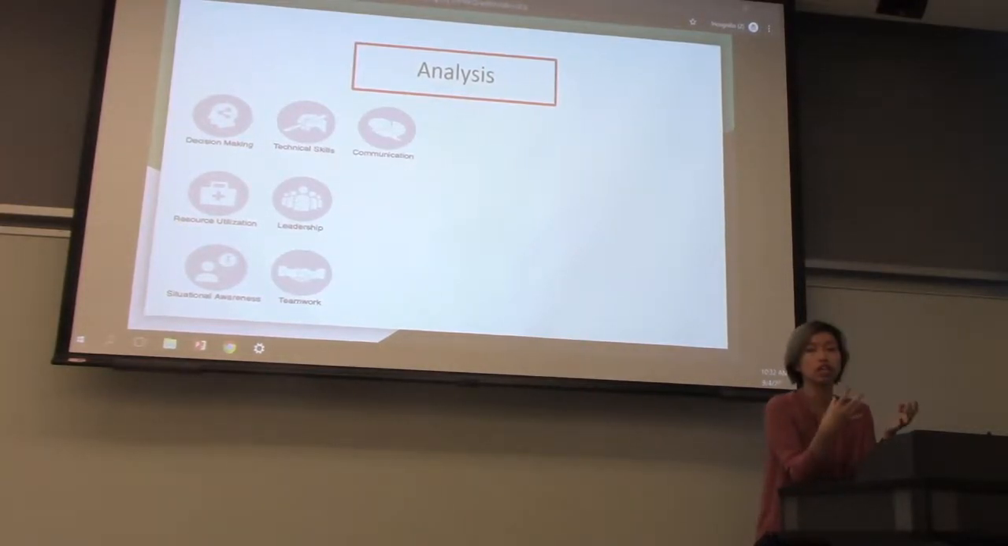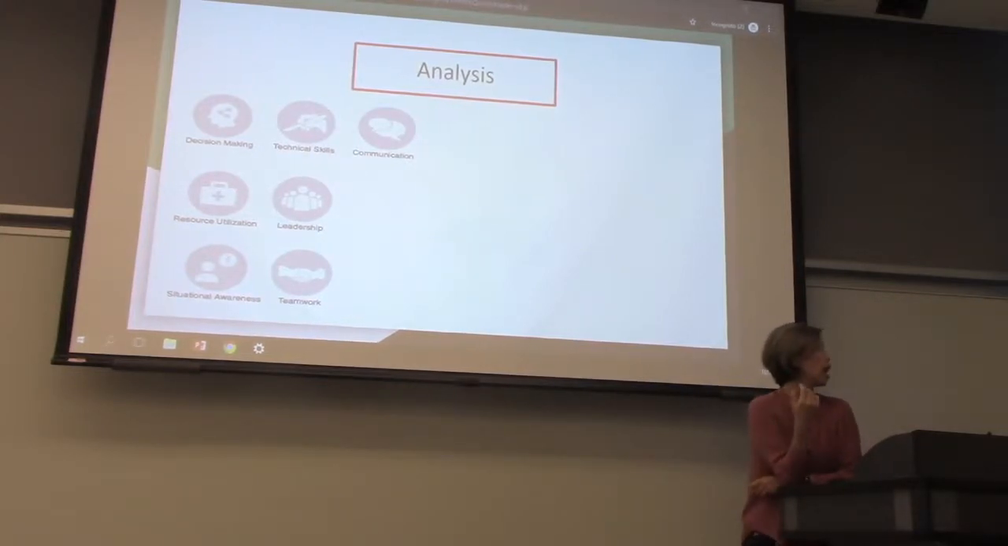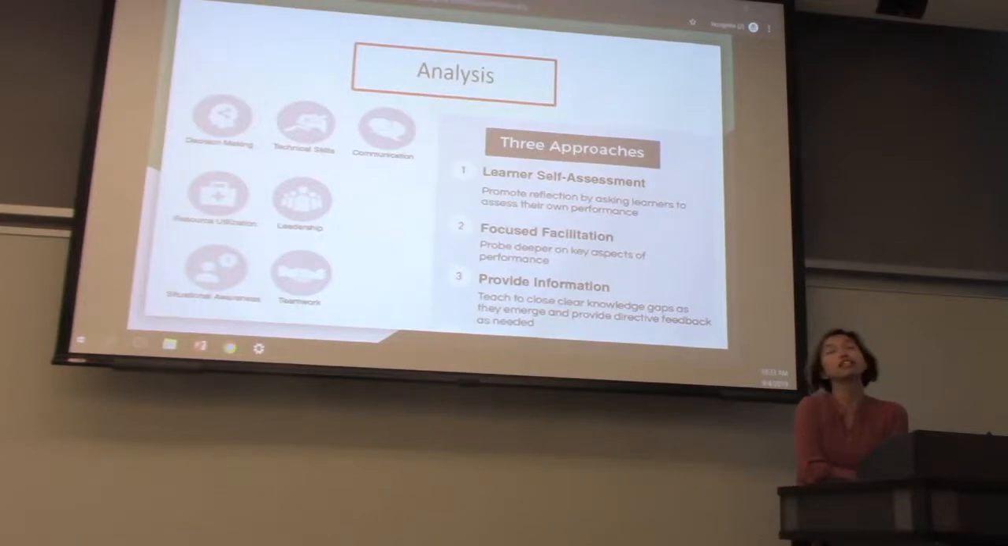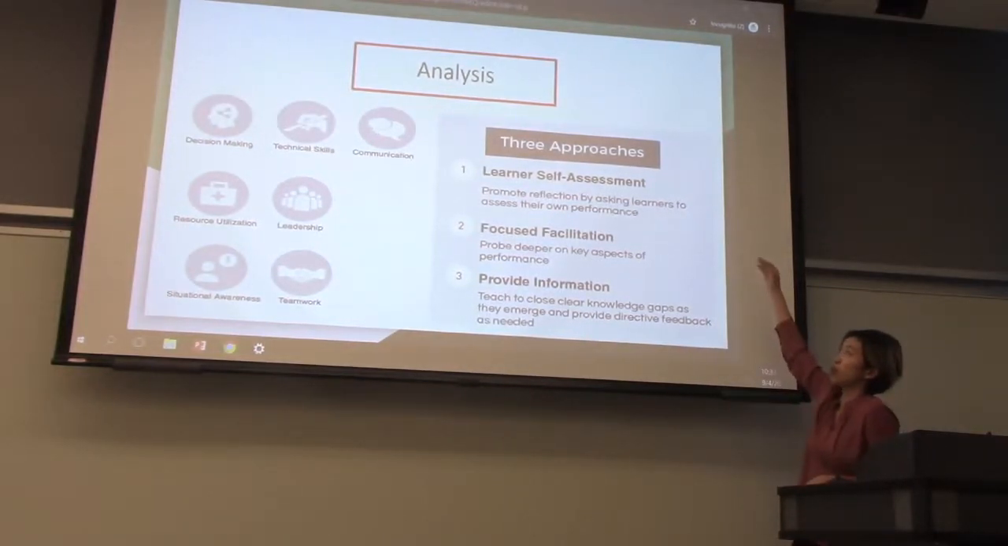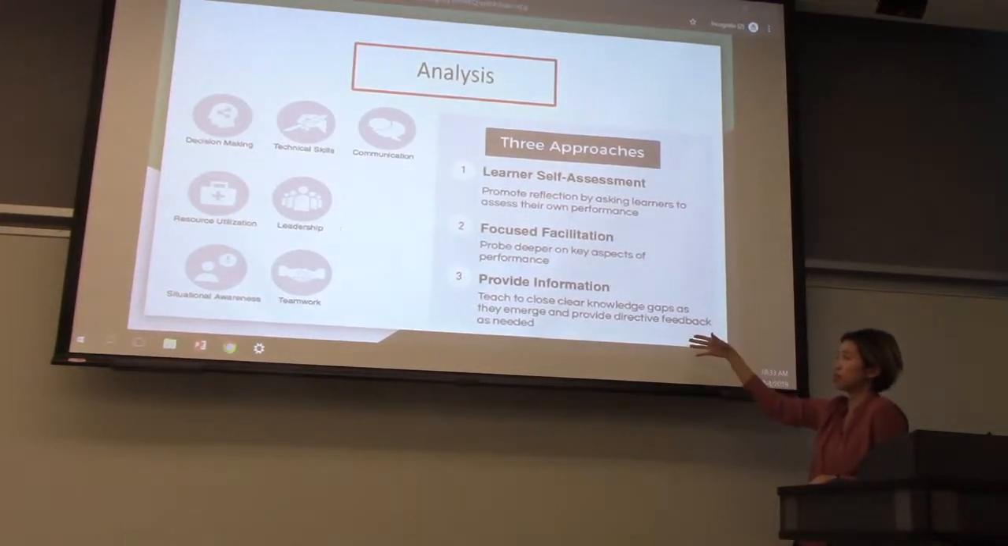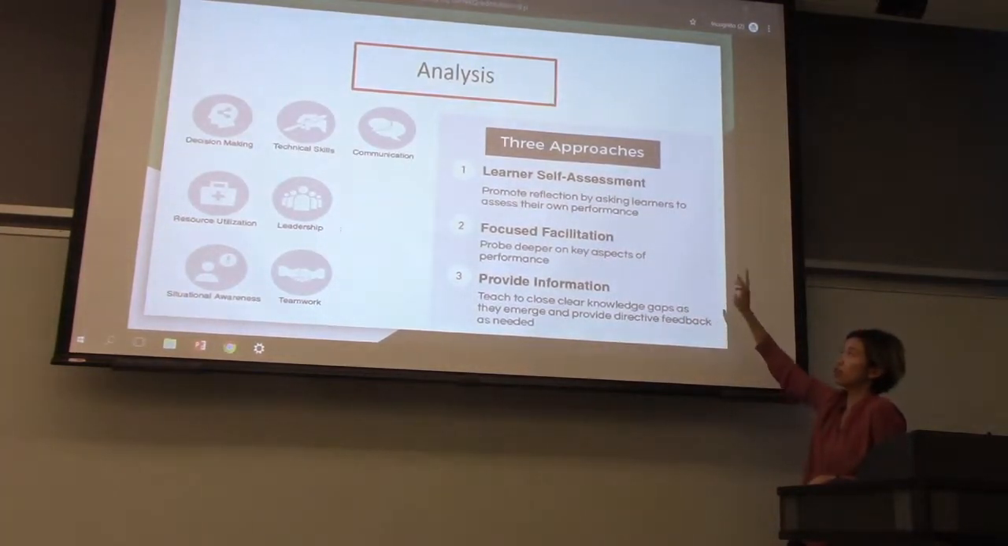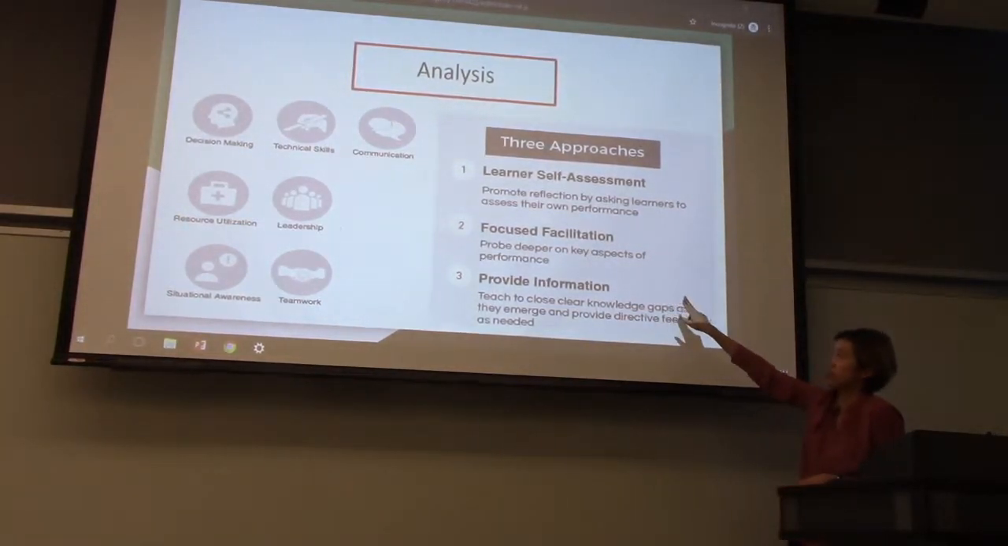Resource utilization: sometimes you're in CCT or even the resuscitation bay in UHB, and we don't always have as many individuals as we'd like, so maybe that's something to think about next time. Then leadership, situational awareness, teamwork. There are different methods for the analysis section, three approaches. One is learner self-assessment, two is focused facilitation, and three is providing information. The first two we'll talk about in the next two slides.